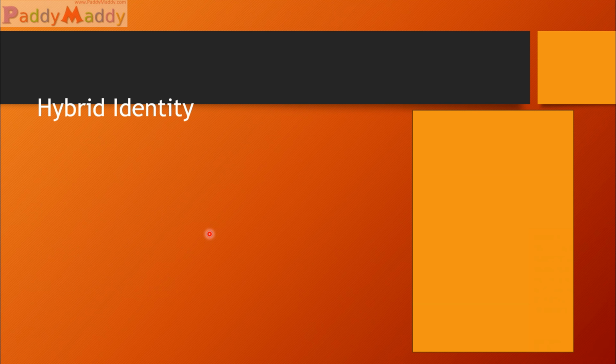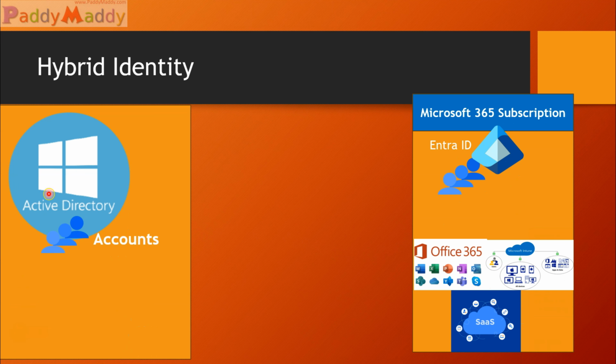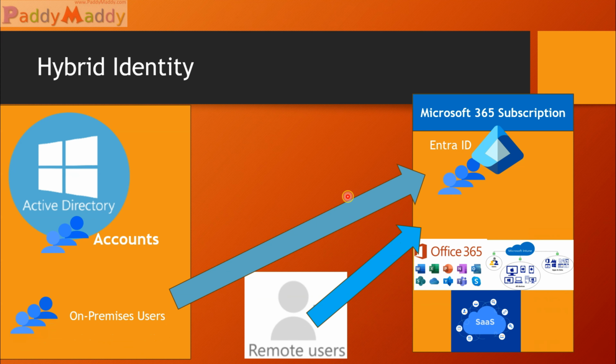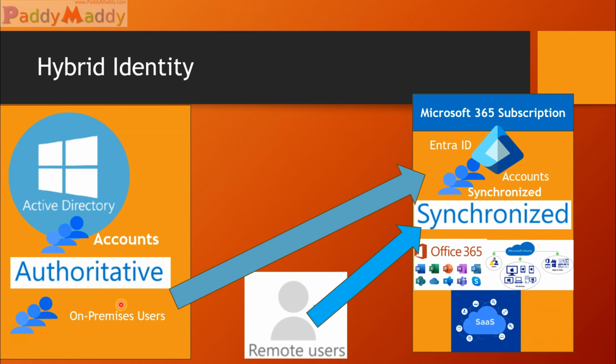With hybrid identity, user accounts are stored both on-premises in Active Directory Domain Services, ADDS, and in a Microsoft Entra ID tenant. So, Windows Active Directory Domain Services is like the original and authoritative source for user accounts, and Entra ID is a synchronized set of user accounts, essentially a copy of the accounts in Windows Active Directory Domain Services.